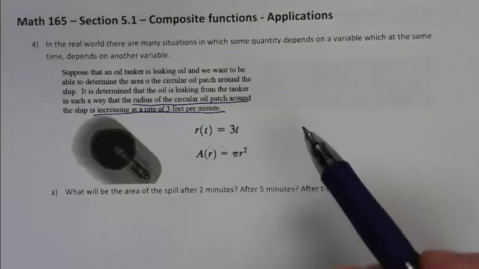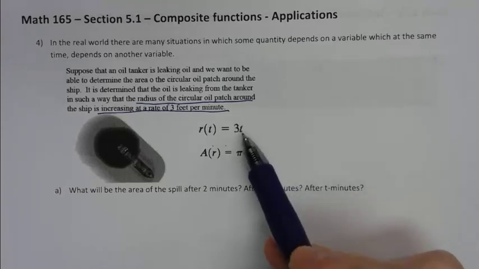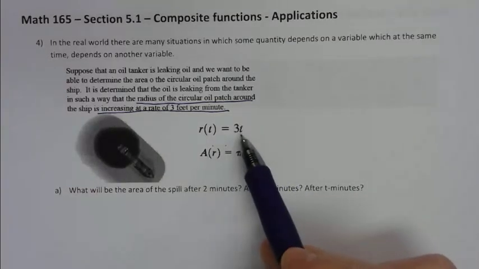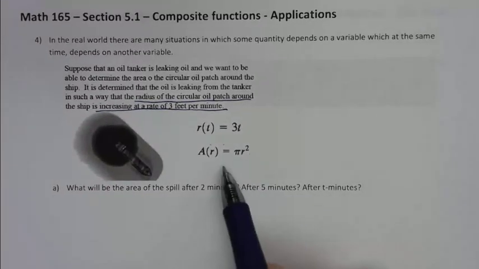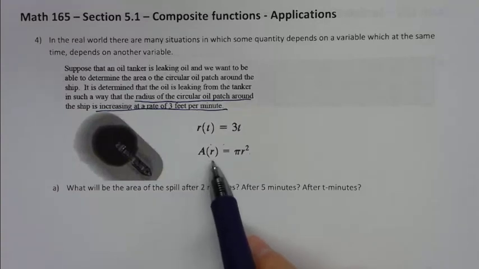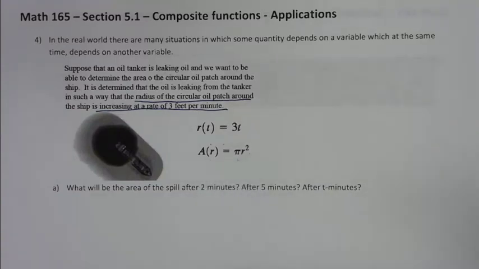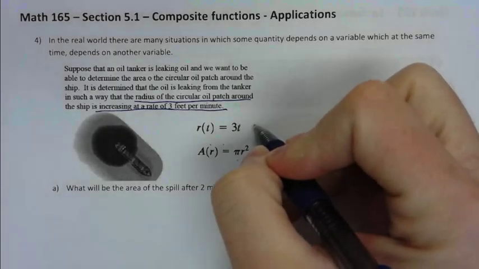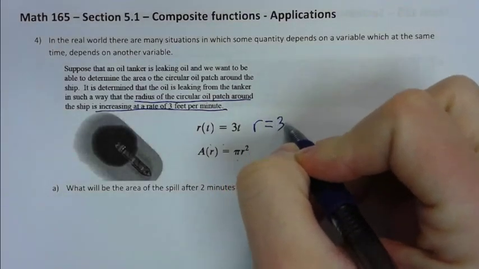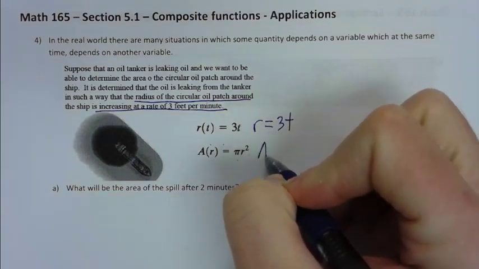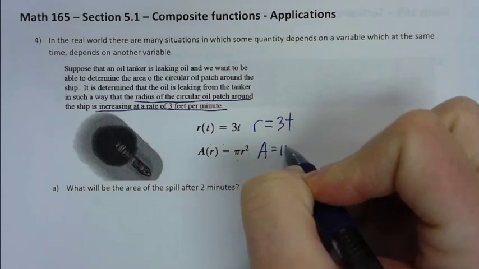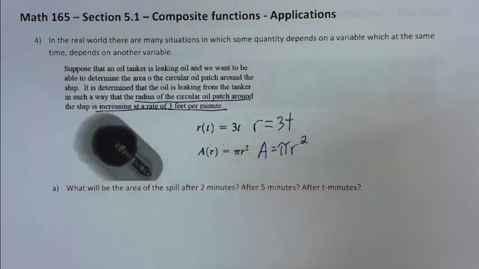So we can see our first function here, r of t, is our radius: 3 times the number of minutes will be how much the radius has increased by. And then we have another formula beneath it, where the area of a circle is determined by pi times the radius squared. A way we could write both of these, remember, is r equals 3t, and then a equals pi r squared, like that.